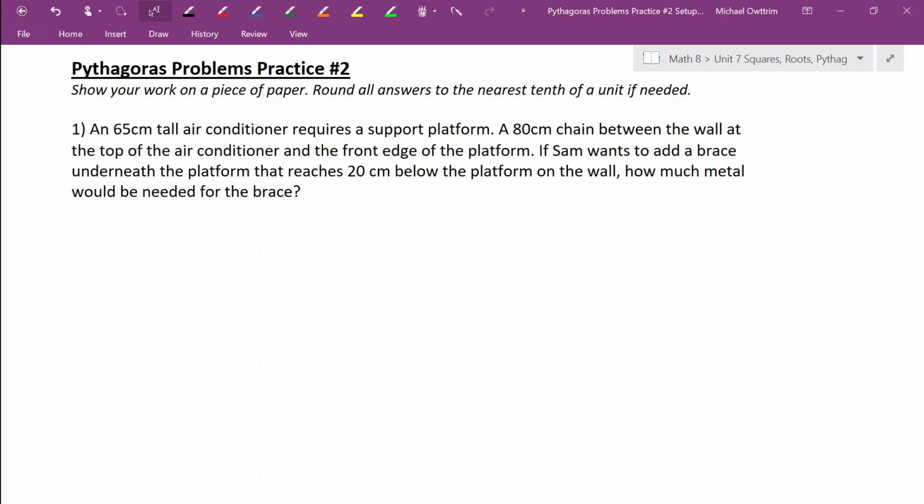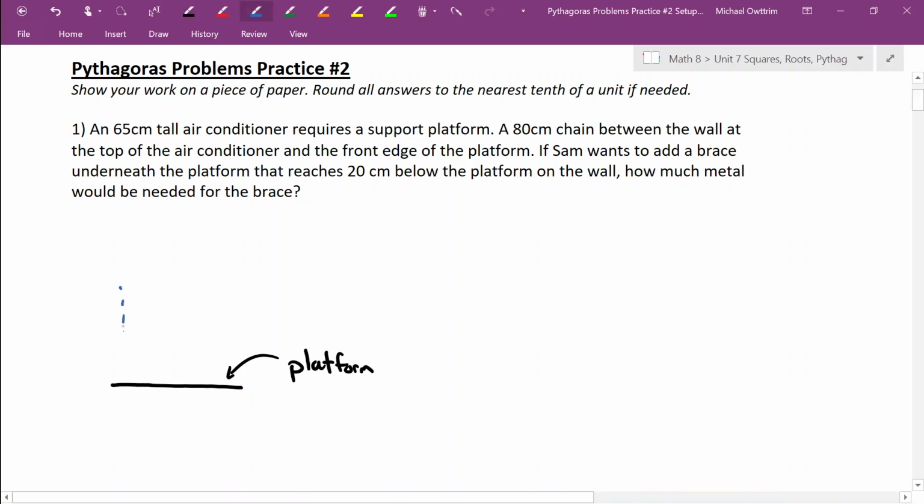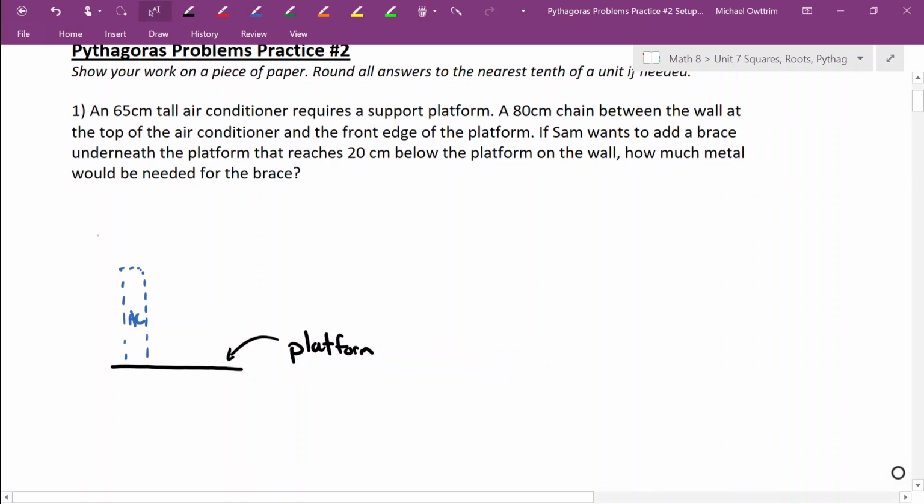We've got a 65 centimeter tall air conditioner that requires a support platform or shelf. So we know that we have some sort of shelf here or platform, which is going to be holding up a 65 centimeter tall air conditioner. So here's my AC, and I know that it is 65 centimeters tall. Now this is hanging off of a wall. So we have a chain between the wall at the top of the air conditioner and the front edge of the platform. So let's go ahead and set up our wall here as well.